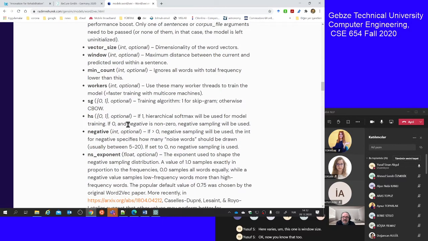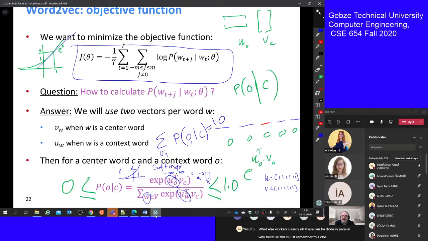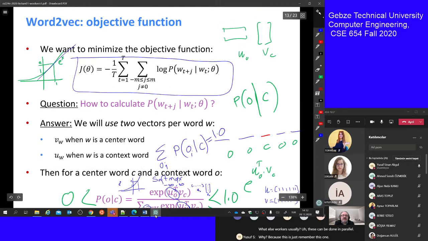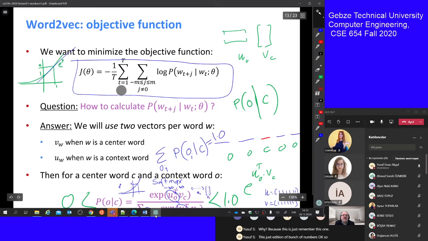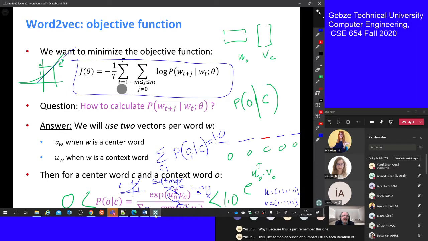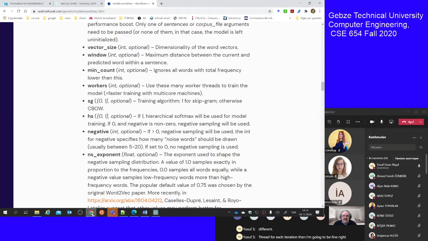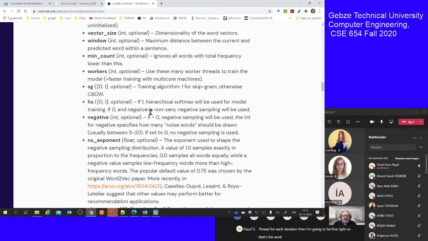What else? Workers, usually these can be done in parallel. Why? Because this is just, remember this one? This is just addition of a bunch of numbers. So each iteration of this sigma can be done separately. So if I assign a different thread for each iteration, then I am going to be fine, right?